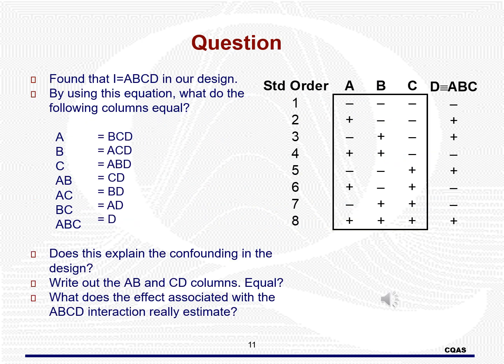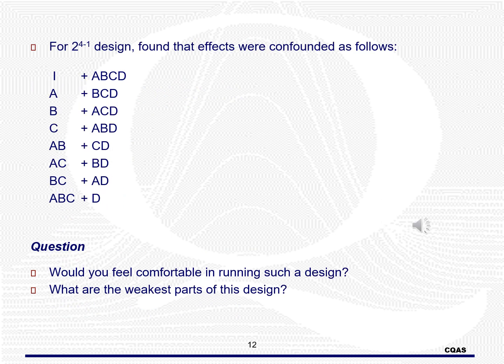Now let's go back to our previous question. Using the generator, find the confounding for the design. This explains the remaining confounding for the design. Here is the confounding or alias structure for the entire design.